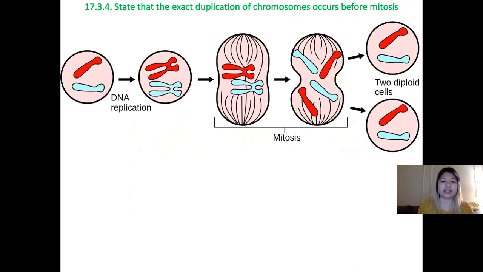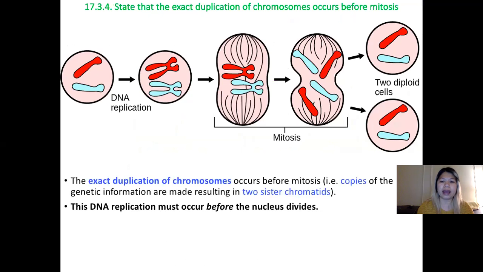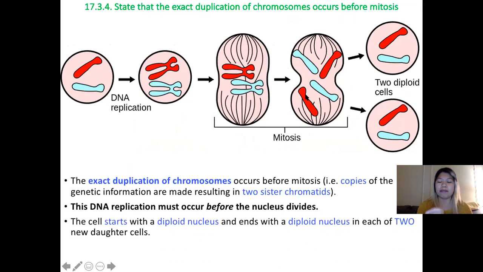What I mean by that is, for example, before there can be any type of nuclear division where the nucleus is dividing into both of the cells, the DNA has to replicate first. If you don't replicate, then you're not going to have the exact same number of chromosomes or genetic material in both of those cells. You'll also notice that in mitosis, you start with a diploid nucleus, and the two new daughter cells are genetically identical. So you also end with diploid cells.